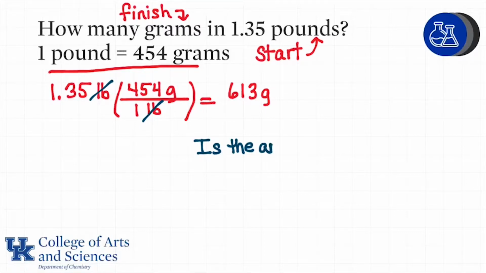We want to ask ourselves, is the answer reasonable? When I think about 1 pound being 454 grams, then I know my value I started with was a little more than a pound, then I know my answer should be a little more than 454 grams. So my answer is reasonable.